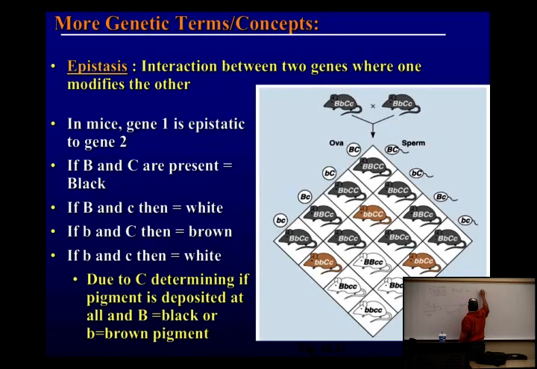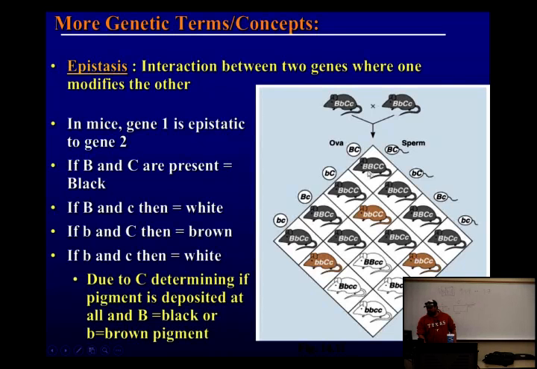anyone? Bueller? Yeah. So on a test, I might say you cross this and that, and you get a 9 to 3 to 4 ratio. What's that an example of? Epistasis. Yeah, exactly. Or 9 to 7 ratio. What's that an example of? Epistasis.